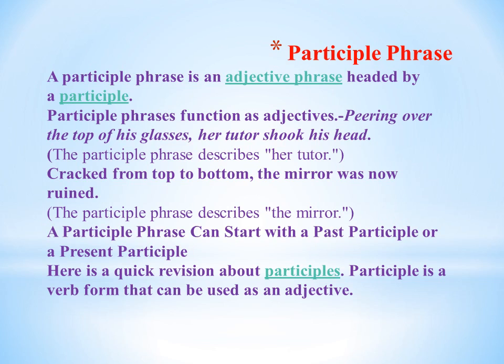A participial phrase can start with a past participle or a present participle. Here is a quick review about participles. Remember that a participle is a verb form that can be used as an adjective. There are 2 types of participles. Present participle, ending in ing. Here is an example of one used as an adjective: the rising tide. Past participle, usually ending in ed, d, t, en or n. The example is the risen cake.